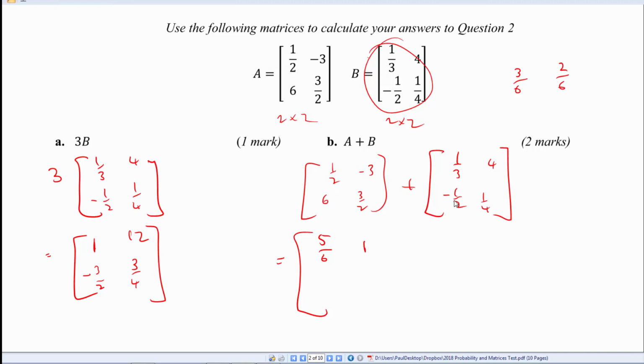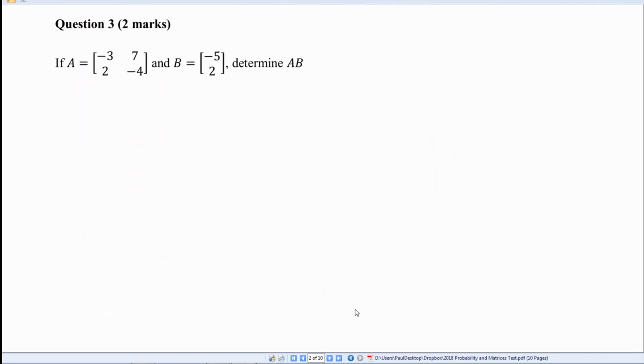6 plus -1/2 is 5.5. I prefer the improper fractions, so 11 on 2 would be my preferred answer, but it was fine if you put 5.5. 5.5 was accepted, so no dramas there. Alright, 3 on 2 plus 1/4 is the same as 6 on 4 plus 1/4, which would be 7 on 4. Okay, so down here, what we wanted to do was determine AB.